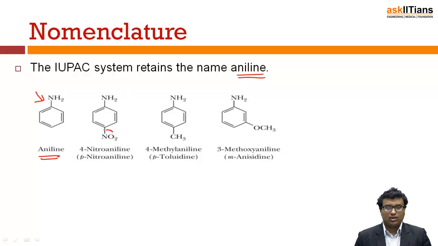So here now what is happening? You have a nitro group attached. This is ortho, this is meta, and this is para position. So you have a nitro group attached at the para position. So this is considered to be 4-nitroaniline. And here instead of the nitro group you have your methyl group. So it is 4-methylaniline. Here you have a methoxy group. So it is 3-methoxy, right? Because this is the first position, this is the second position, this is the third position.